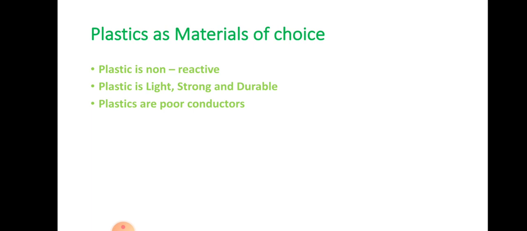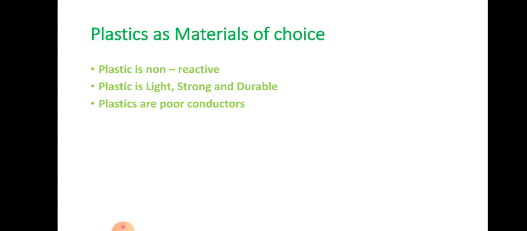Now we are going to see the characteristics, the properties of plastics. The first one is that plastic is non-reactive, unlike metals. If you take iron, after some time it will get rusted. But plastics won't react with air and water, so they are not corroded easily. That is why they are used to store various kinds of materials, including many chemicals.